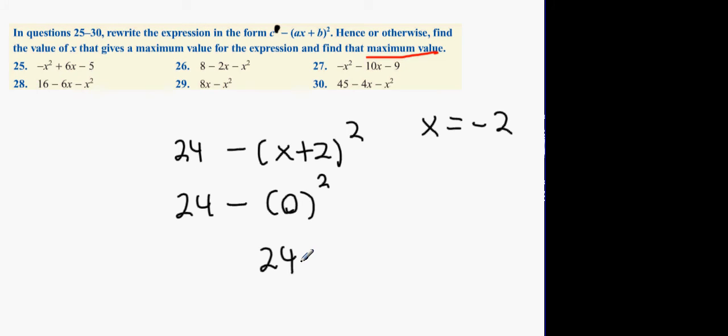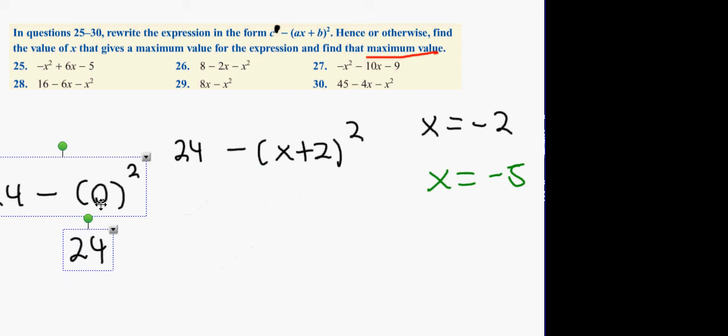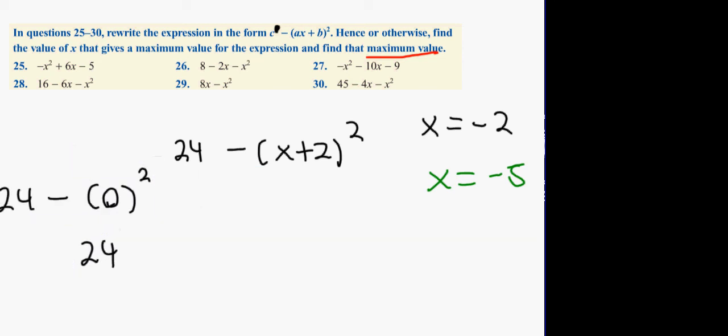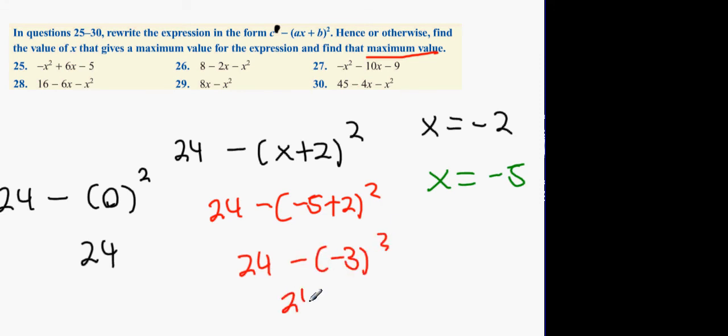24 is the maximum value in this case. The reason why it's the maximum value is if we choose any other value for x other than minus 2, what will happen? For example, I will choose minus 5. Remember this 24 here, we'll just bring that over to the side. This time it's going to be 24 minus minus 5 plus 2 squared. Now we get 24 minus 3 squared, 24 minus 9, and that equals 15.